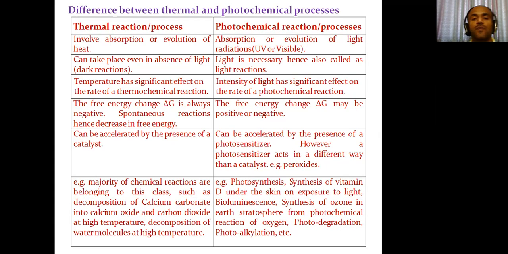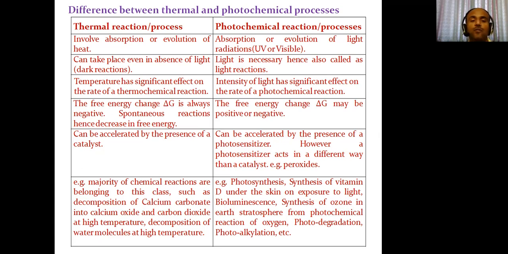Now, differences between thermal and photochemical process. On the basis of the source of energy, these reactions can be divided into two types, thermal reactions or photochemical reactions. So, thermal reactions involve absorption or evolution of heat energy, while photochemical reactions involve absorption or evolution of light radiations, that is UV or visible radiations.